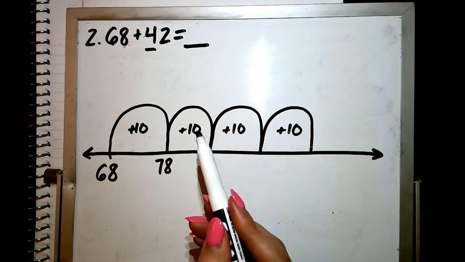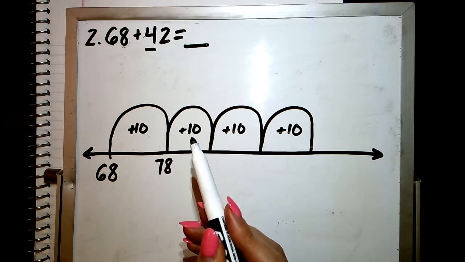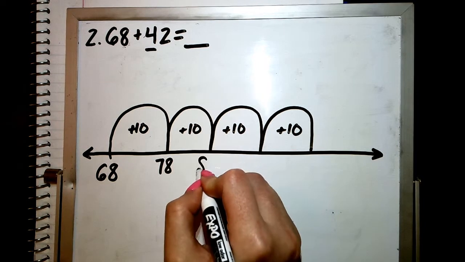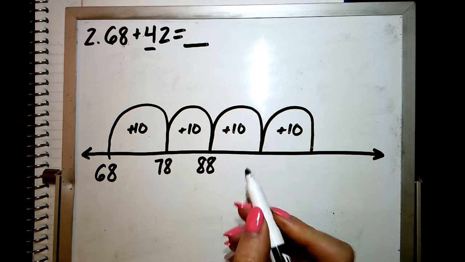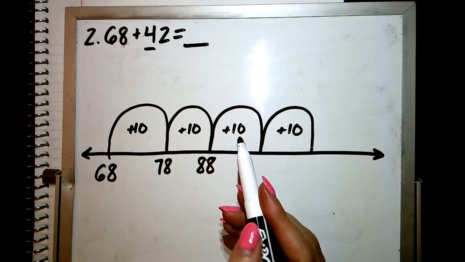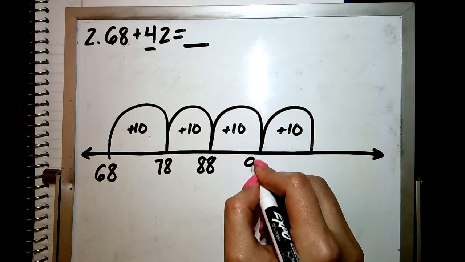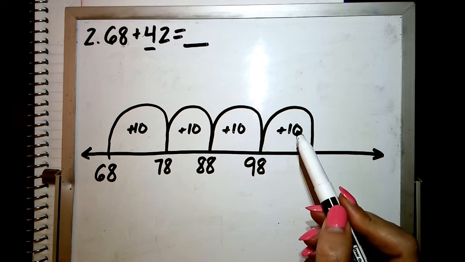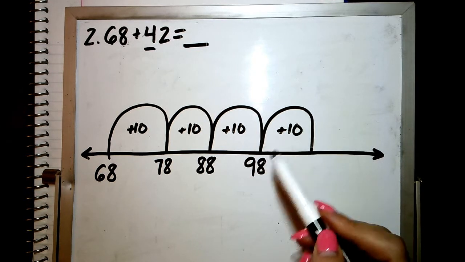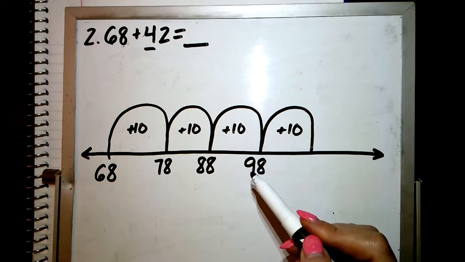Moving on, another group of 10. So if we have 7 tens and we add another group of 10, we will have 8 tens. Our ones stay the same, so we have 88. Another group of 10, 8 tens plus another 10, 9 tens. Ones stay the same. And this one's going to be a little trickier because now we're adding one group of 10 to 98. So now we're going from 9 tens to 10 tens.